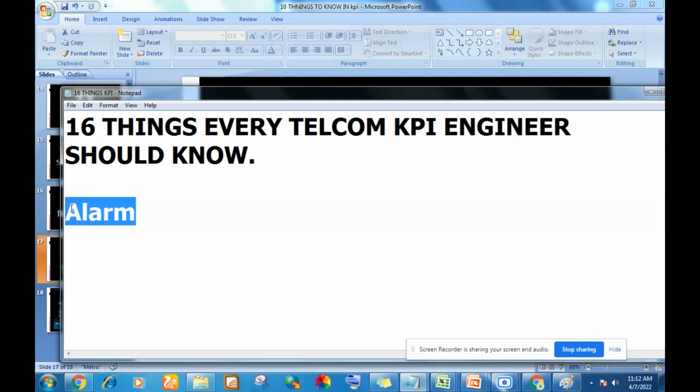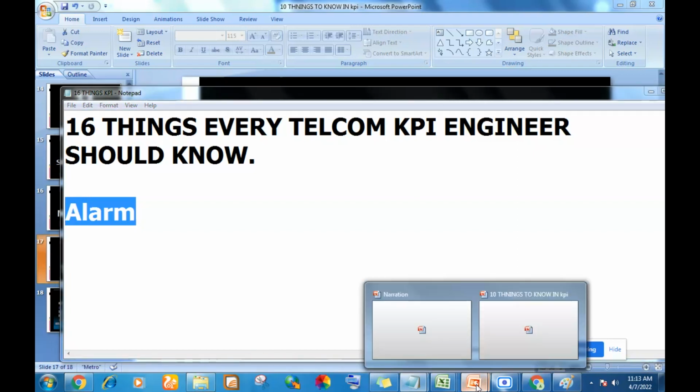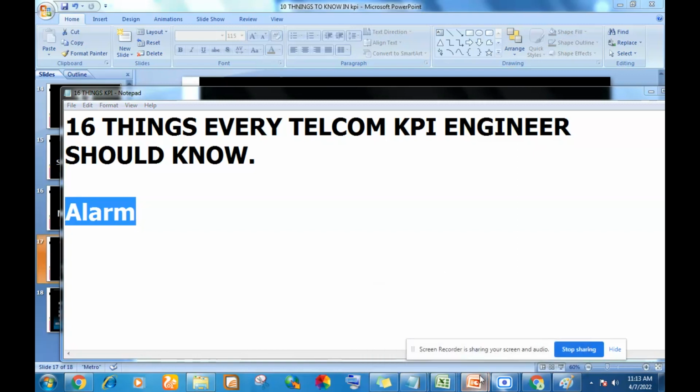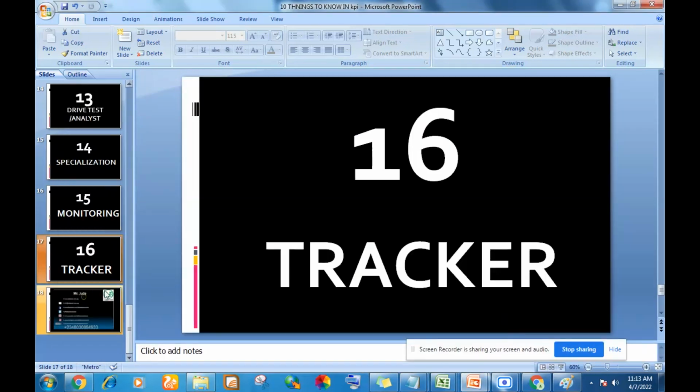Is it a critical alarm? Is it a major alarm? Is it a minor alarm? You have to check all this. This is part of analysis skill. All right, guys. So these are important points you need to know.